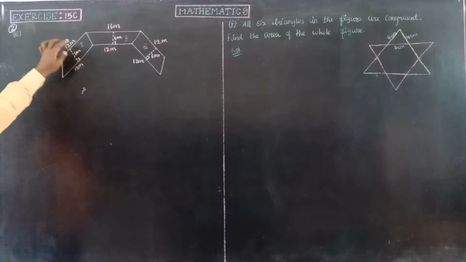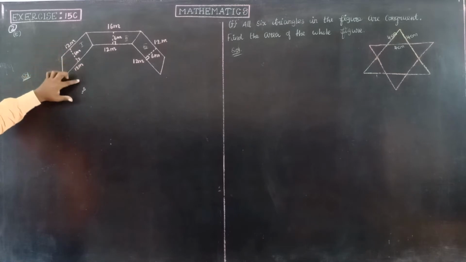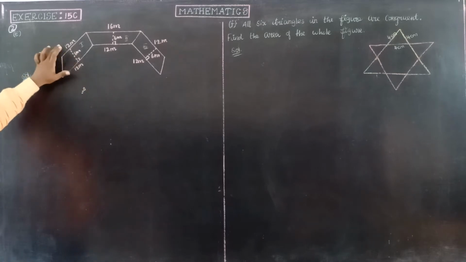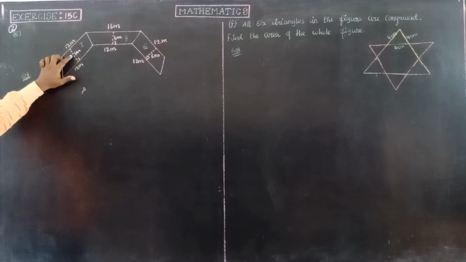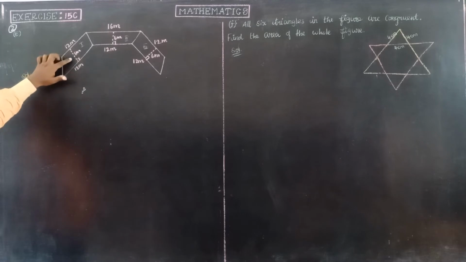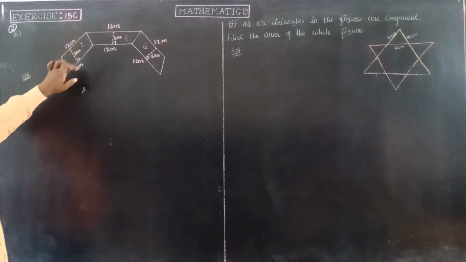For the first part, look: opposite sides are 12 meters each and the height is 6 meters. So it is a parallelogram, opposite sides are 12 meters, and here 6 meters is the height. The base and the height are given, so we can find the area of this parallelogram.